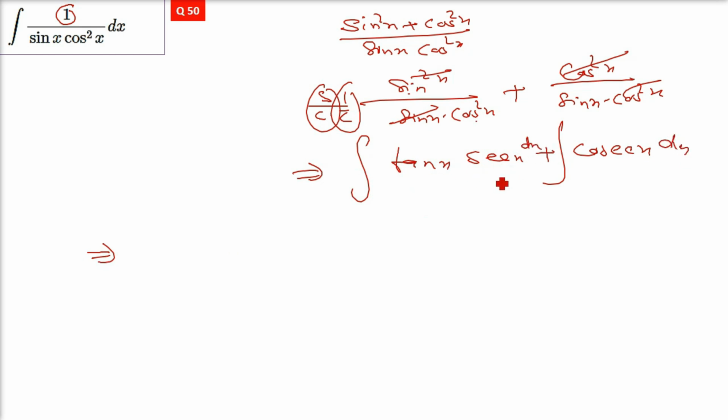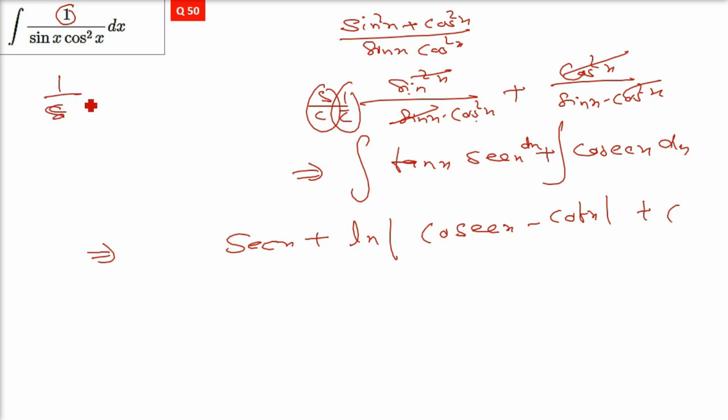Sec x tan x has a direct integration. What is the integration of sec x? It is ln modulus of sec x. Cosec x is what? ln modulus of cosec x minus cot x. It will be cosec x minus cot x plus constant of integration.